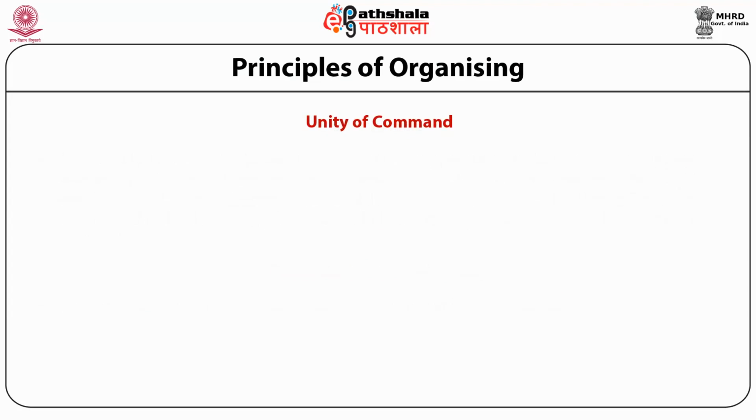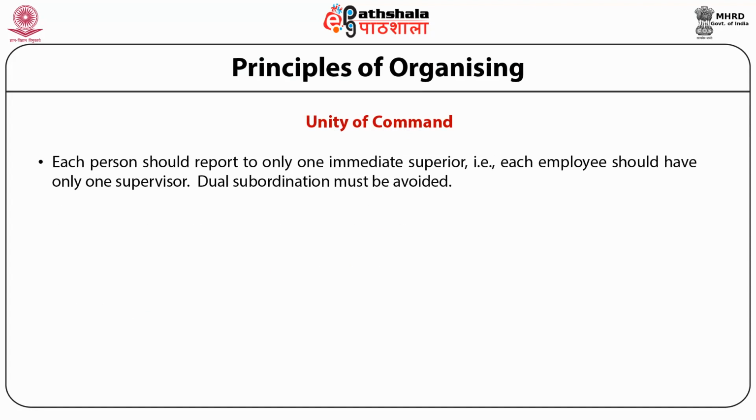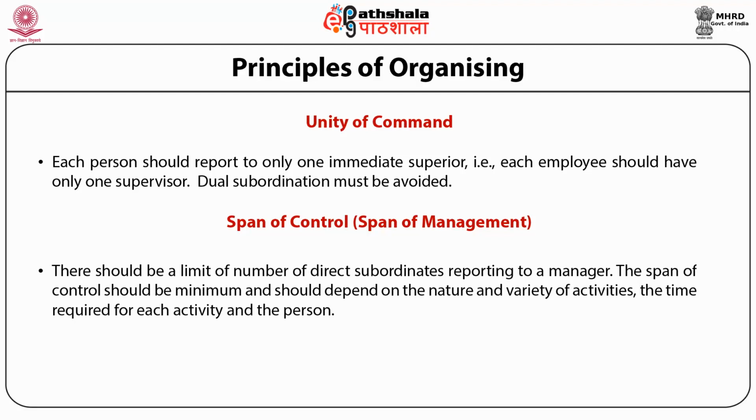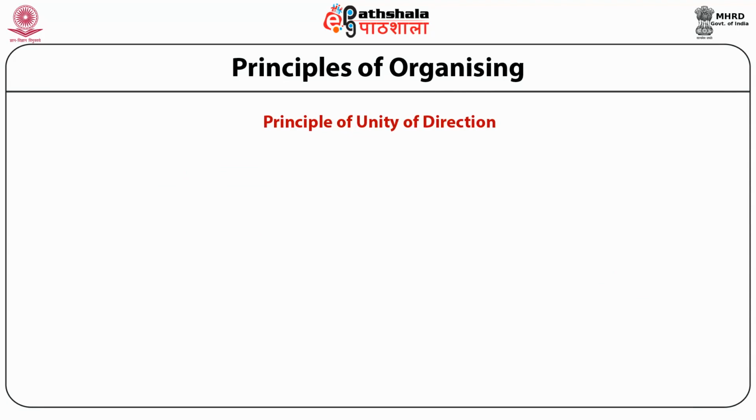Unity of command. Each person should report to only one immediate superior. That is, each employee should have only one supervisor. Dual subordination must be avoided. Span of control, that is span of management. There should be a limit of number of direct subordinates reporting to a manager. The span of control should be minimum and should depend on the nature and variety of activities, the time required for each activity and the person. Principle of unity of direction.